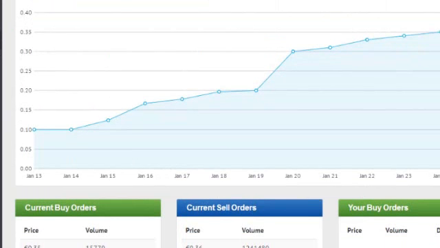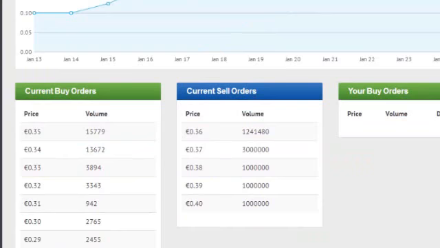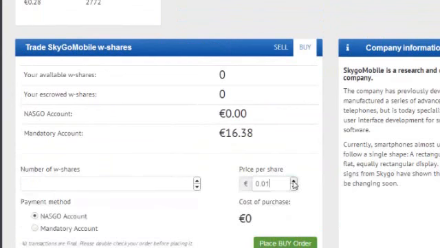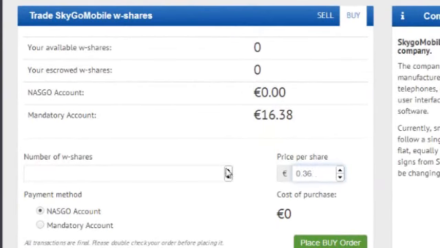But if I put a buy order in at 35 and it doesn't go down, my buy order will stay at 35 until it goes down, and it may never go to that mark. It may go up to €1 a share or higher. So we're going to buy it at 36 cents per share today, and let's see how many shares we can do.